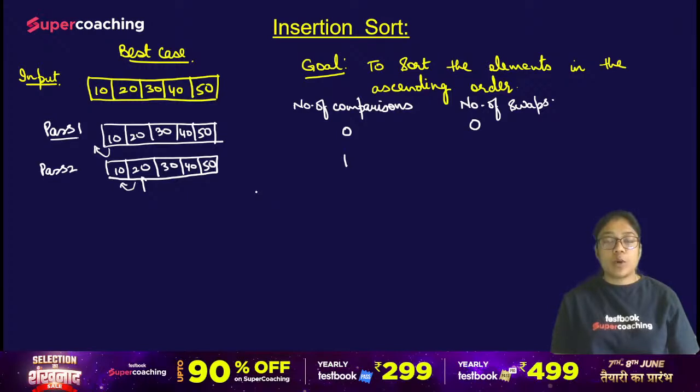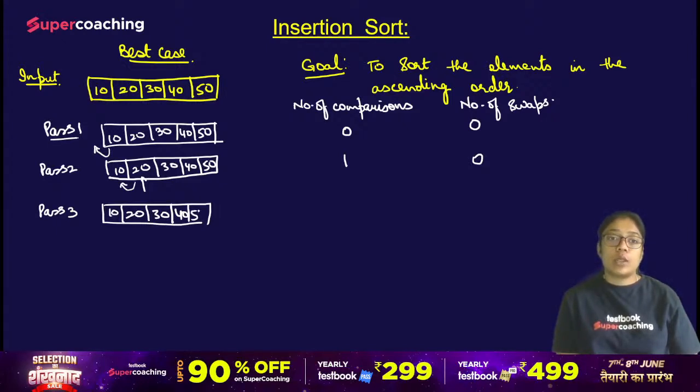Okay, n minus 1 will be the total number of comparisons. Yeah, that's right. So in this case, zero swap is taking place. कोई swap नहीं आ रहा है pass 3 में. In pass 3, input is 10, 20, 30, 40, 50. अब यहाँ पे हम third element को consider करेंगे.